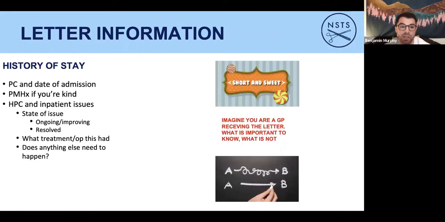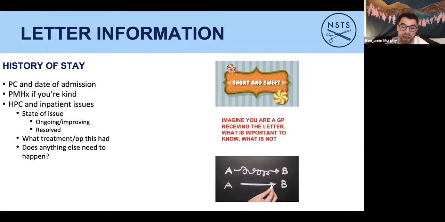So what's actually put on the letter? Essentially, the way that I think of it is, imagine that you're a GP and you're receiving this letter. What do you actually want to know? You don't want loads of massive detailed explanations of what's happened. You want their presenting complaint and the date that they came into hospital, any past medical history, which is really useful for us as juniors looking back at previous letters to try and get an idea of what someone's past medical history is.